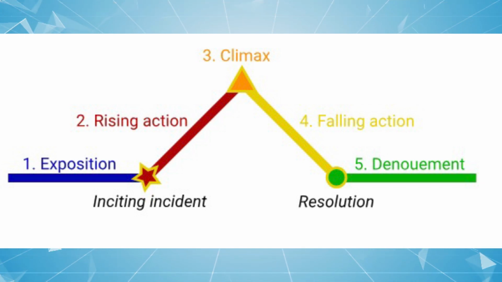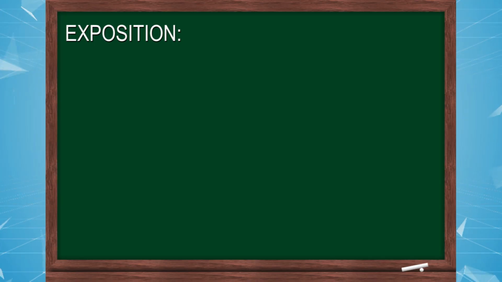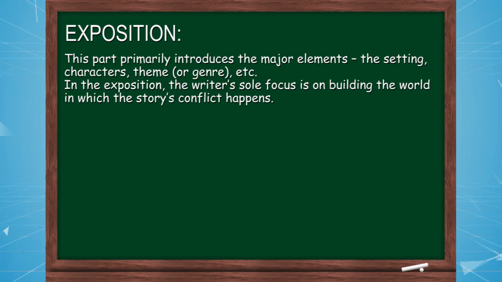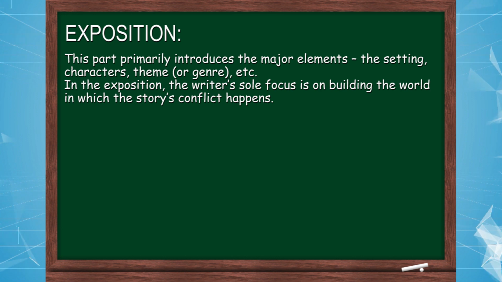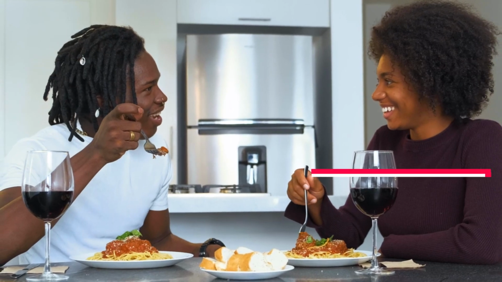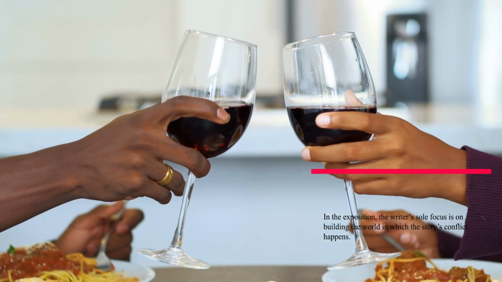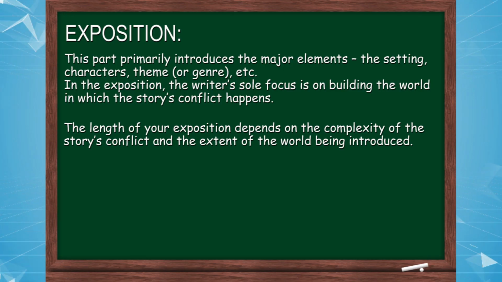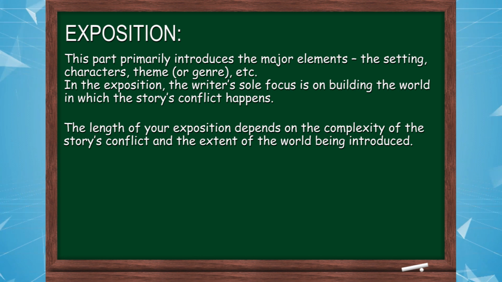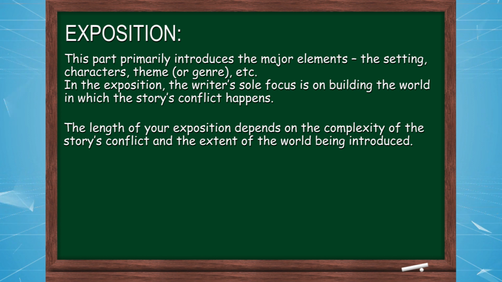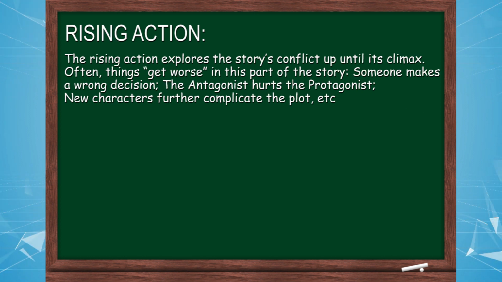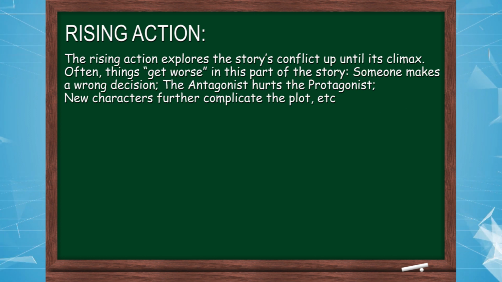Using the Freytag method of 5 acts, the story starts with exposition. This part primarily introduces the major elements, the setting, characters, theme or genre, etc. In the exposition, the writer's sole focus is on building the world in which the story's conflict happens. The length of the exposition depends on the complexity of the story's conflict and the extent of the world being introduced. Then we move on to the second part of the structure, which is rising action.